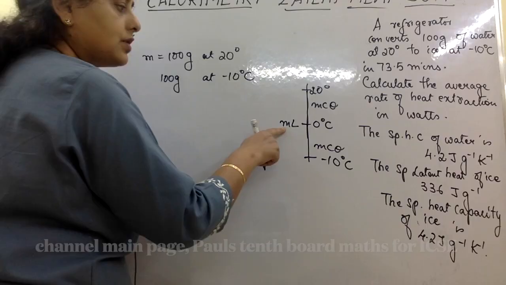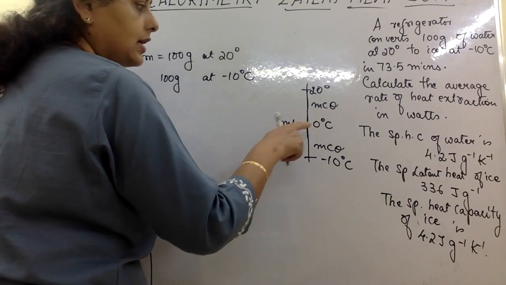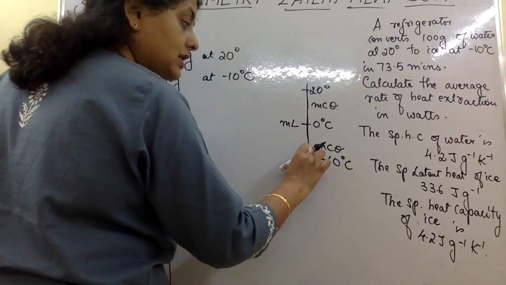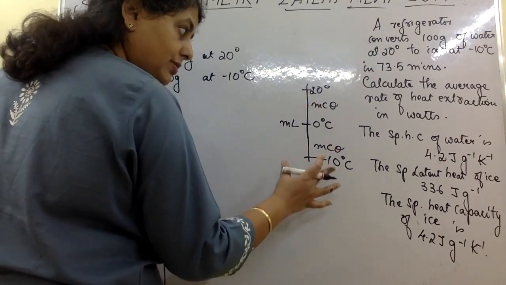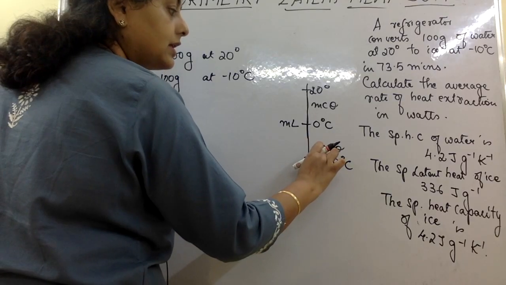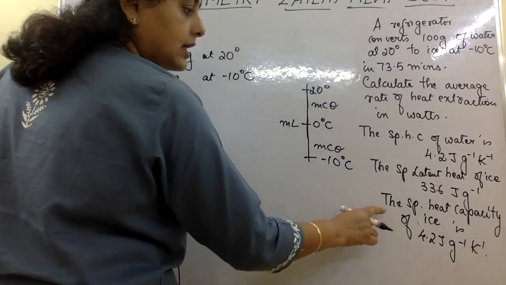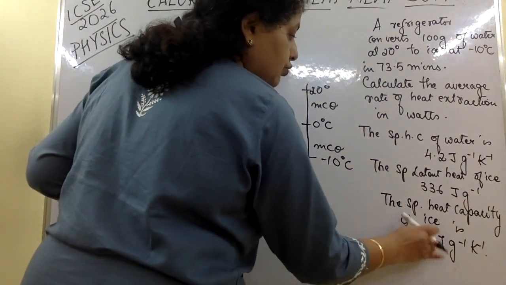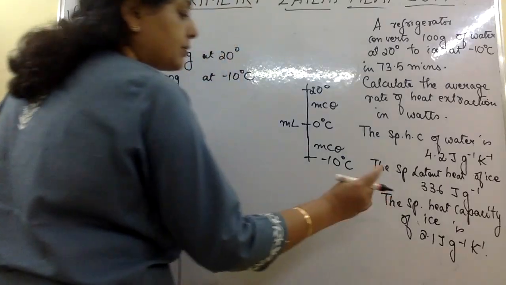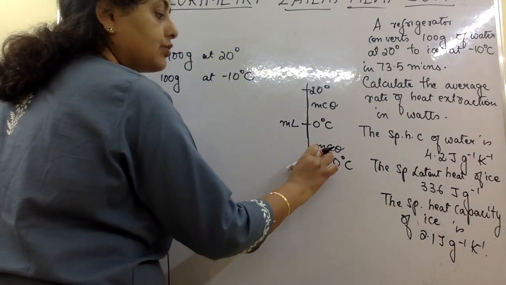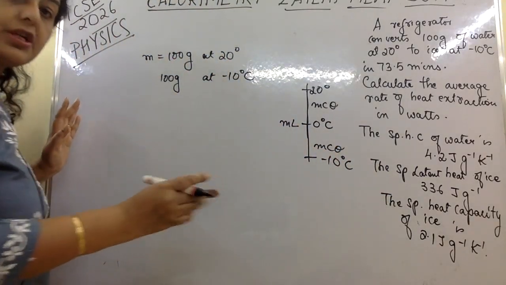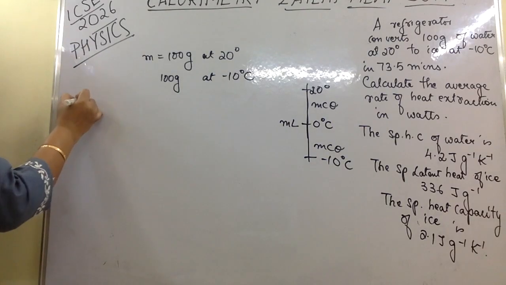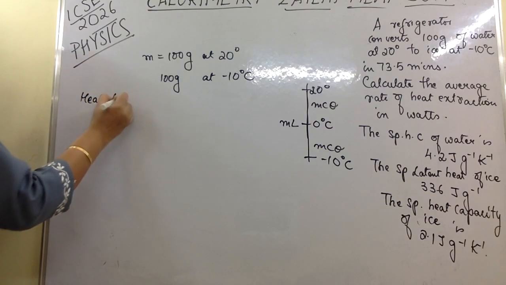ml is the mass of water into the latent heat of ice, which sometimes they write as latent heat of fusion also. And here the mass of water again remains the same. The specific heat capacity of ice, sorry, this is 2.1, by mistake I wrote it wrong, will be used here, and θ is the difference in temperature. So what is the heat lost?